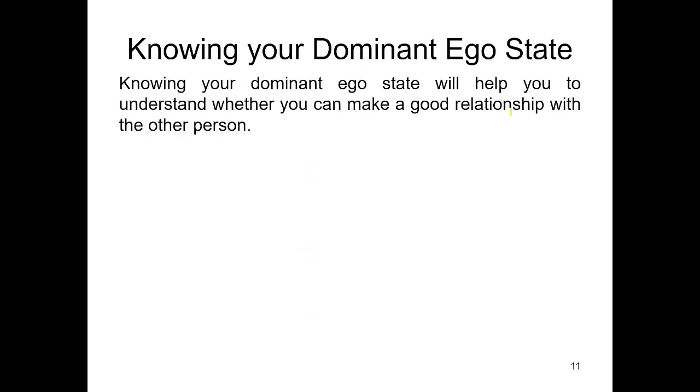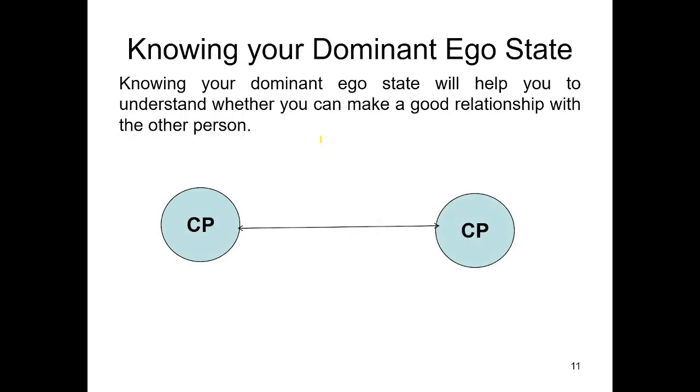Knowing your dominant ego state will help you to understand whether you can make a good relationship with another person. If you want to make a good relationship with another person, you have to understand your own dominant ego state and the other person's dominant ego state. If your dominant ego state is a critical parent, you cannot have a good relationship with another person having the critical parent.